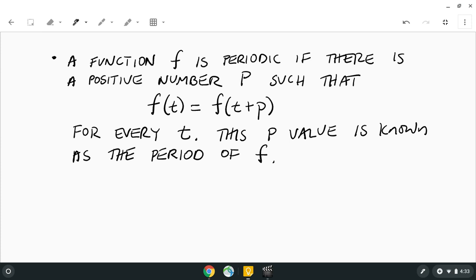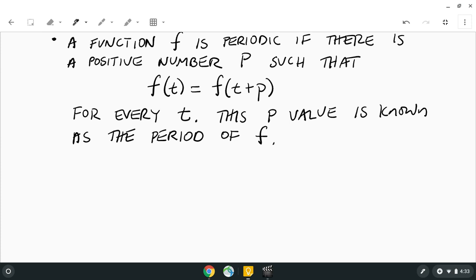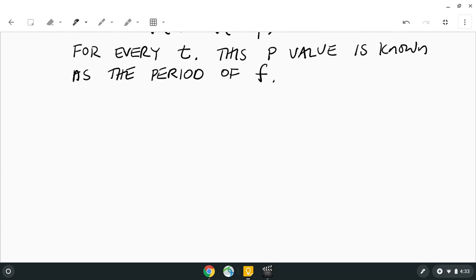Okay, so in the case of the sine and cosine functions, that period would be 2 pi, because after you go one full circle, it doesn't really matter. You're still going to keep getting the same results. Okay. All right. So let's take a look at the basic graph of sine.